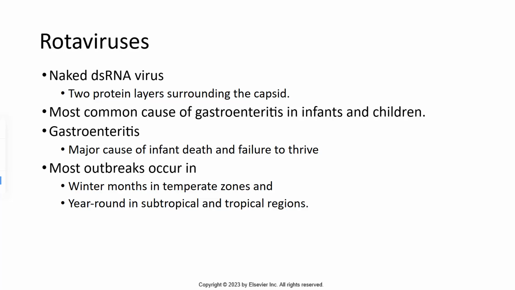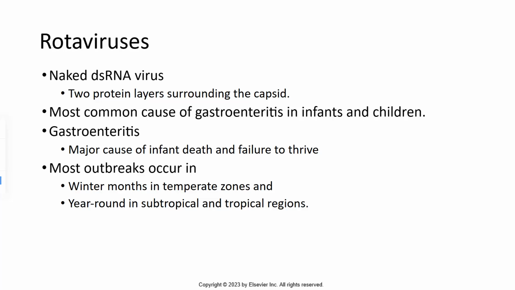You've probably heard of rotavirus quite a bit. There are a lot of outbreaks of rotavirus and a lot of people reporting cases of rotavirus. I would say rotavirus and norovirus are the two most commonly associated with what we would call stomach flu. But we know it's not a flu, it's not an influenza, but it is a viral infection. So rotavirus is one of the common ones. Gastroenteritis is a major cause of infant death and failure to thrive.